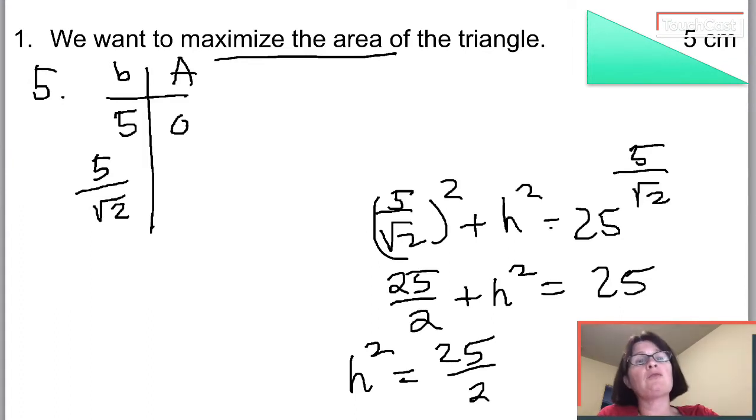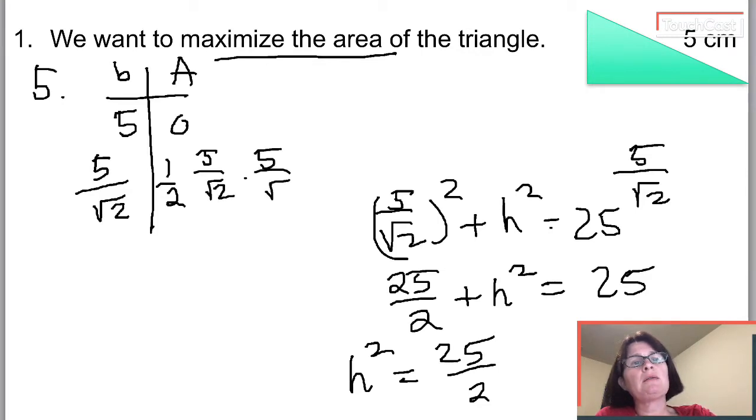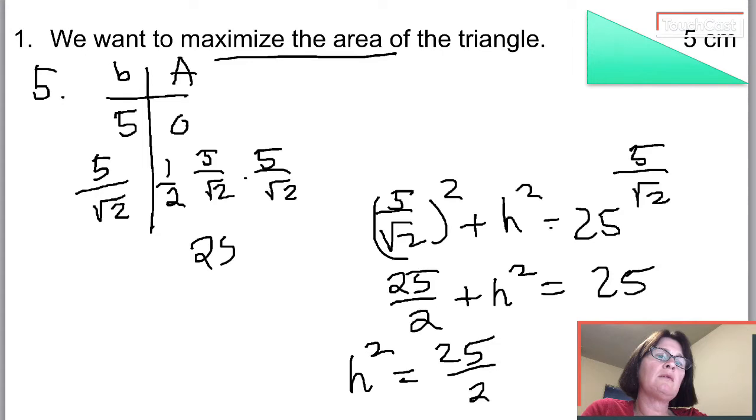So I'm going to have 1/2 base times height, which is going to be 25 over 4. So this is the maximum area.